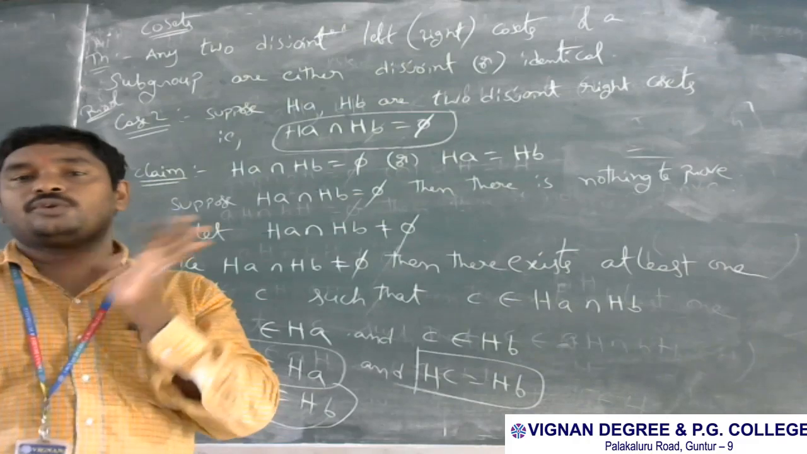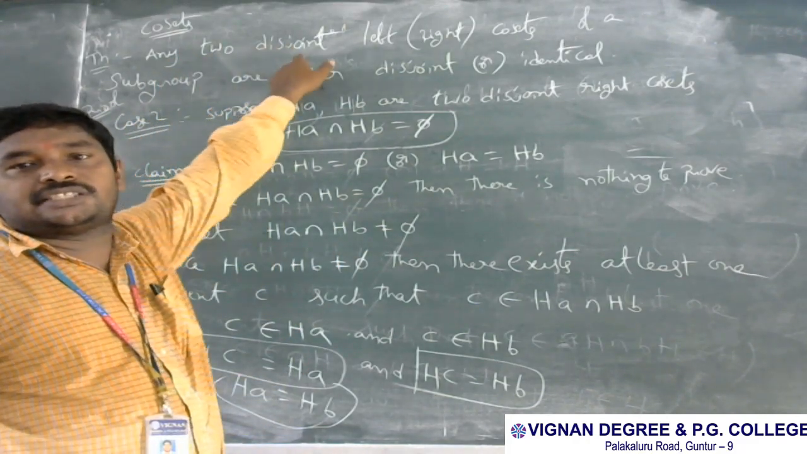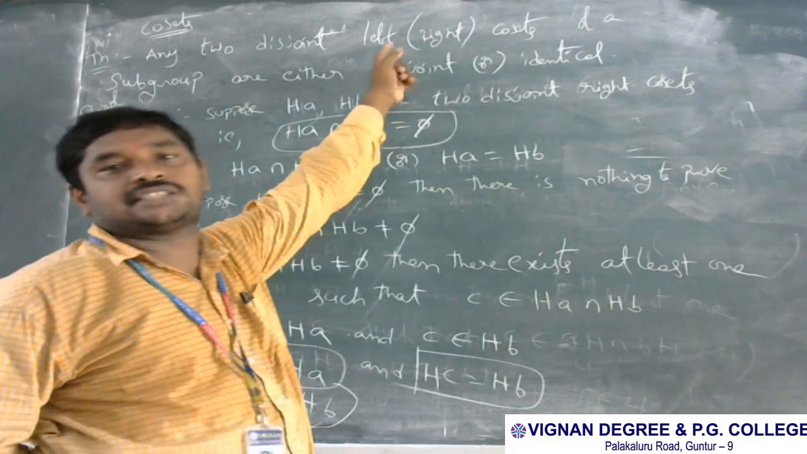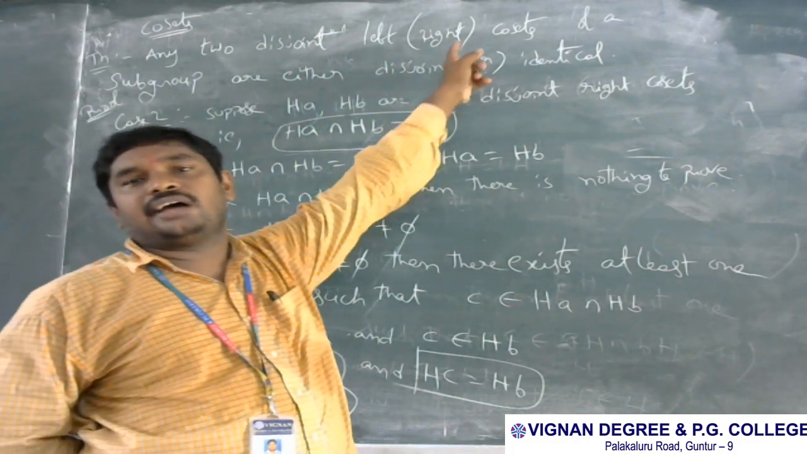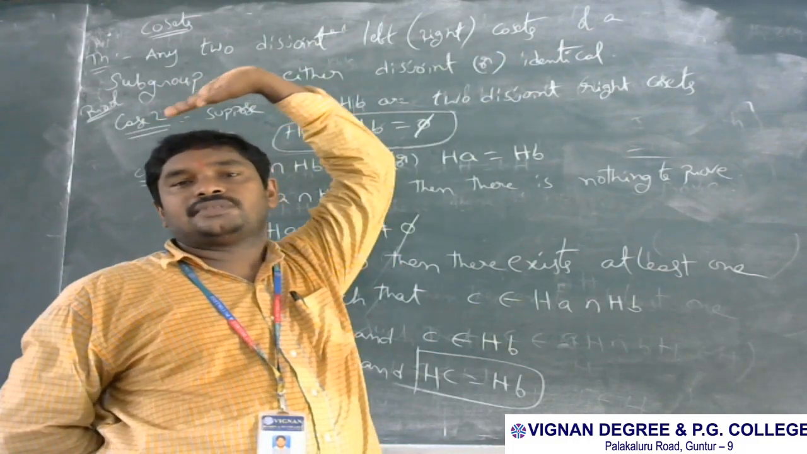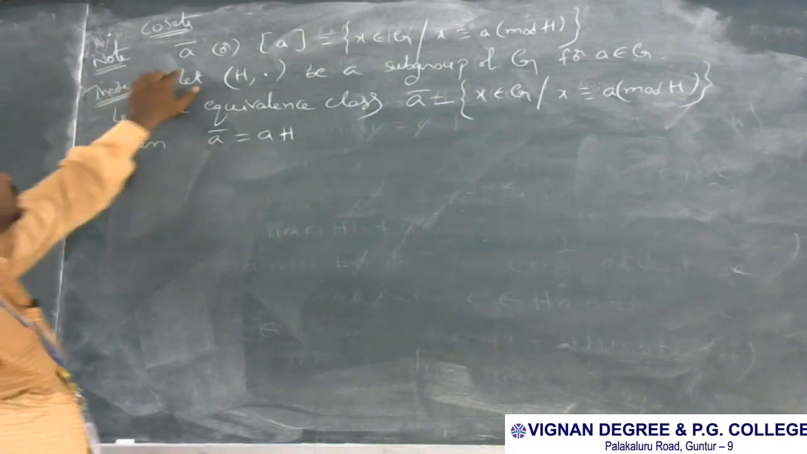Now we have to write the conclusion. What is the conclusion? Therefore, any two left or right cosets of a subgroup are either disjoint or identical. Hence, the theorem.